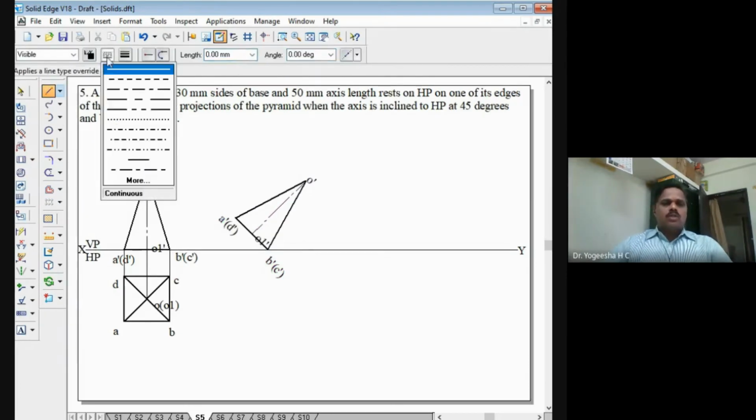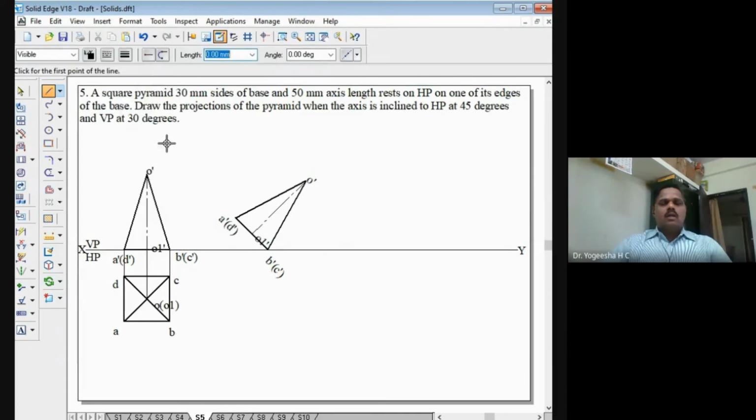Then I will draw the projections downwards from the XY line. From all the various points, we'll draw the projectors downwards.